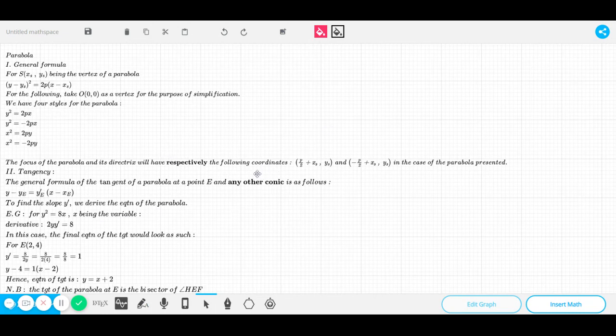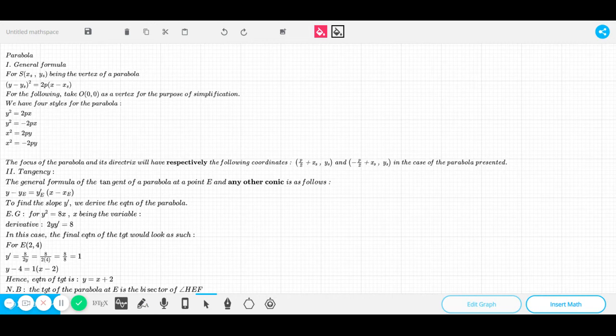Now, in the case of the tangency at point E of coordinates 2, 4, mind you, point E belongs to the parabola, otherwise there is no way that we can find a tangent. A tangent means that it intersects the conic or the curve at one point. So E definitely belongs to the parabola and it's got coordinates 2, 4. y prime is equal to 8 over 2y. How do we find the slope of the tangent at this point?